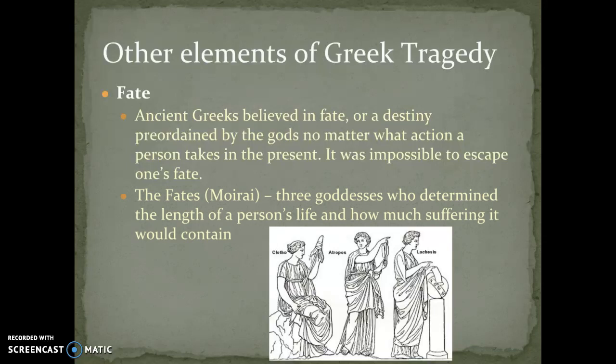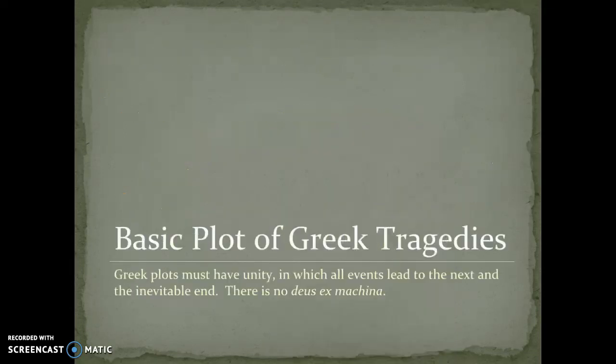So, it's important for us to understand this desire for fate and this understanding of fate as the Greeks knew it. Now, the Fates, also known as the Moirai, were the three goddesses who determined the length of a person's life and how much suffering it would contain. These characters, the Fates, are actually from Hercules, if you've seen the Disney film. The women that were going around cutting the hair, they were the Fates in that movie.